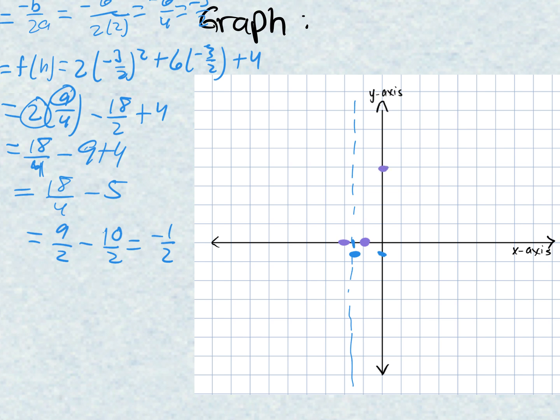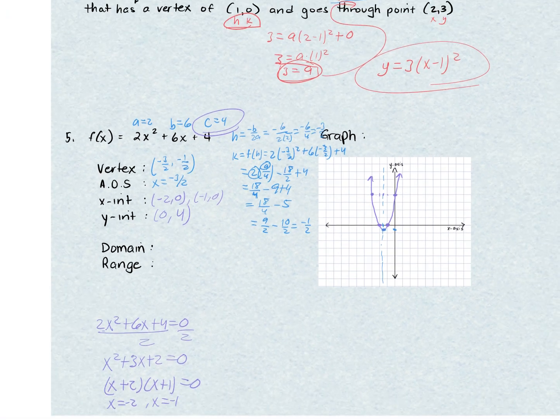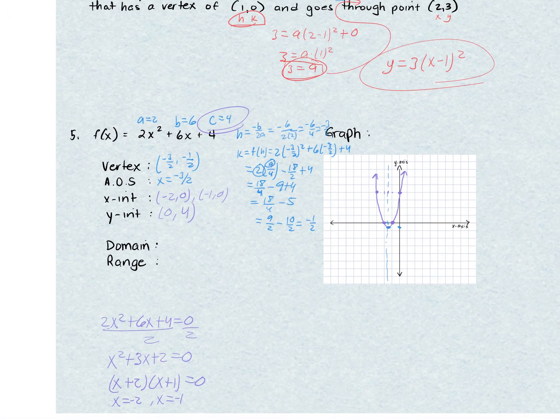And then this is really all the information that you need. You can use symmetry to find the other point, right? So notice that we're 1.5 points away from our axis of symmetry, so we can go 1.5 units away on the other side so that it's perfectly symmetric. All right, and then we get a parabola that looks something like that. All right, and that's all we're really going to ask you.